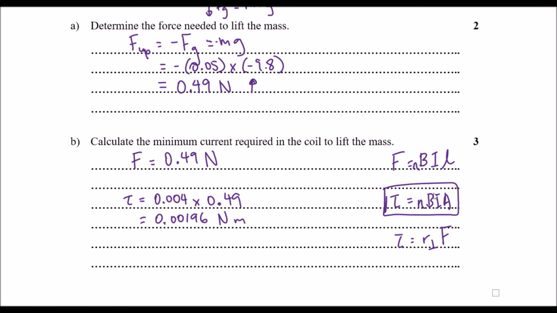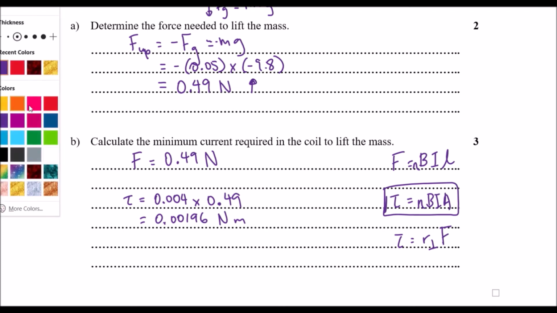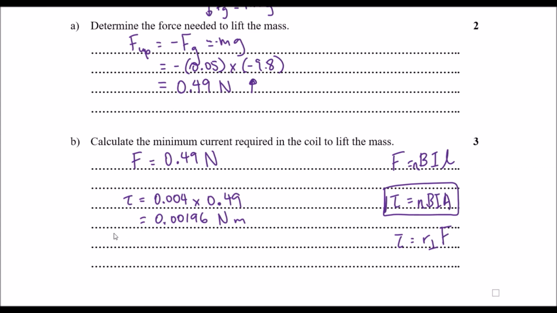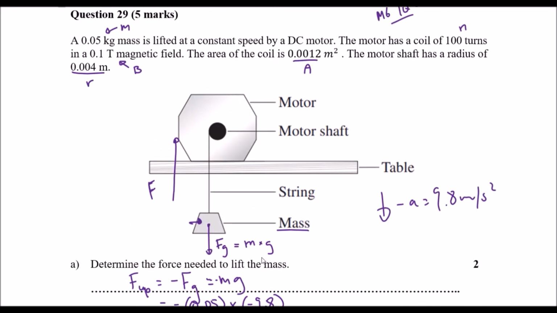Next thing we need to work out is what the current is. So substitute this equation in. I'll do it in a slightly different color, just so you get a sort of second idea of what the follow-up calculations will be. So we now know what the value of torque is. We know the number of turns is 100. We know that the value for the magnetic field strength is 0.1. We want to find the current. And area is 0.0012.